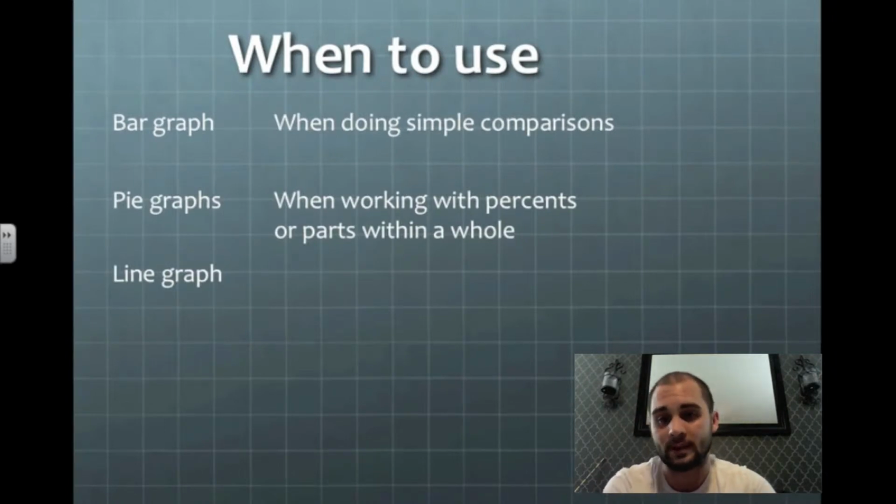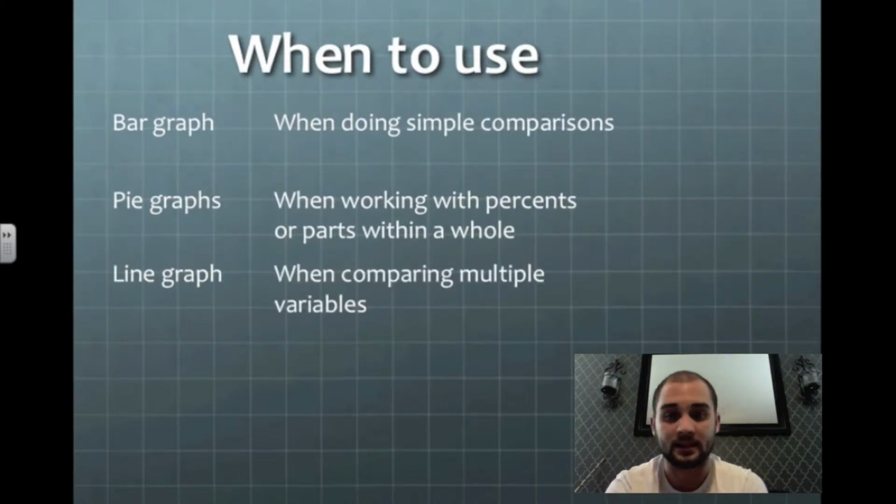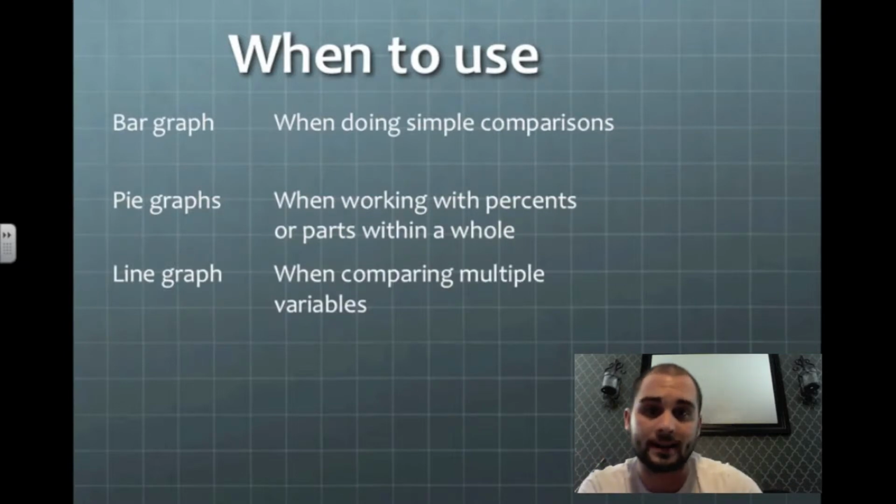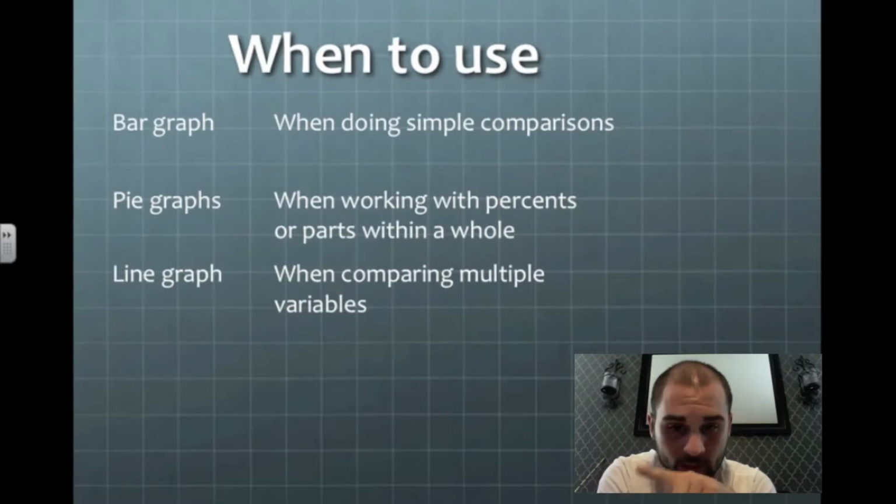The final one is a line graph, and that'd be a good example with let's say speed. So you'd have your distance and then your time on the bottom. So you'd have distance on your vertical axis and time on your horizontal axis, and you'd be comparing those two things that would show your speed.